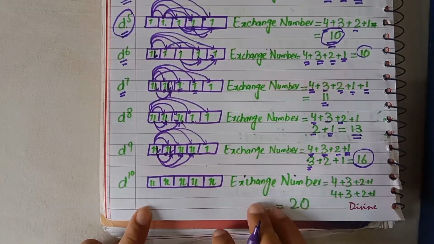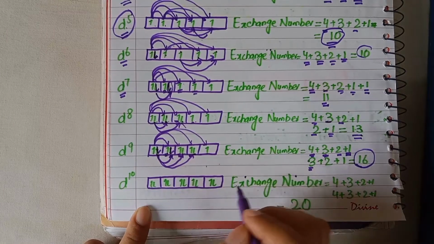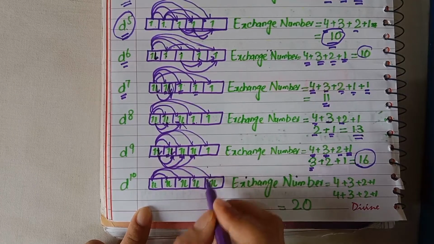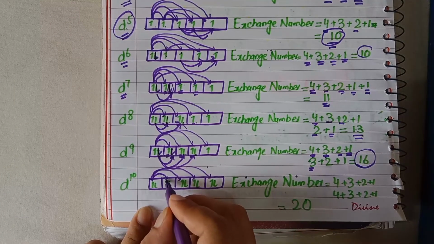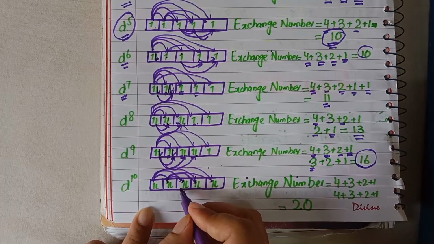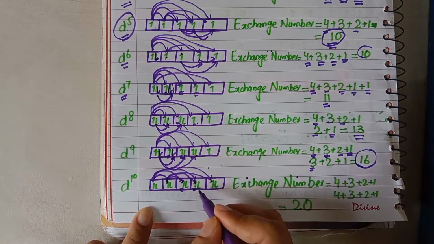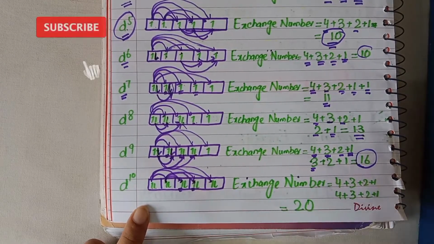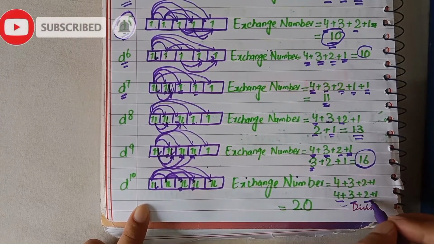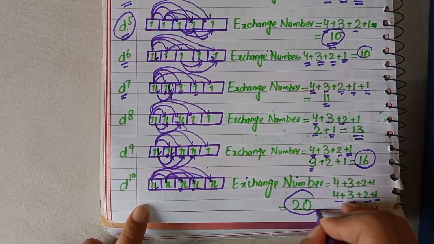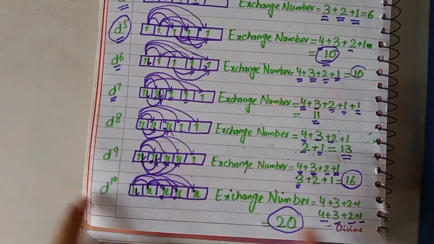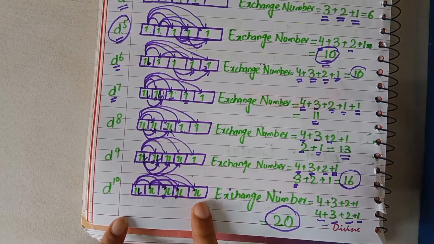Now if we look at the d10 state, here we can see that the exchange number for this electron is 1, 2, 3 and 4. Similarly the exchange number for this electron is 1, 2 and 3. The exchange number for this electron will be 2, and for this electron will be 1. Similarly the exchange number for opposite spin is 4 plus 3 plus 2 plus 1, and the overall exchange number is 20. Here the exchange number is higher than all other possible states, and also electrons are symmetrically distributed.